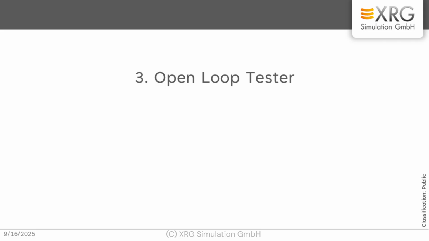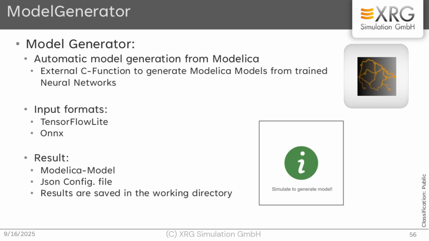So this brings us to our open loop tester. For this open loop tester, we use the model generator. This is also an external C function, and that generates a Modelica model, a mo file, from the trained neural network. We can use TensorFlow Lite or ONNX as input formats, and we get a Modelica model or a JSON config file. And the results are also saved in our working directory.